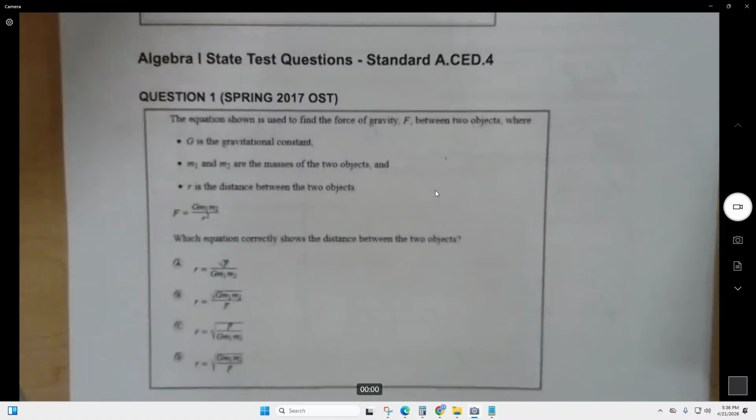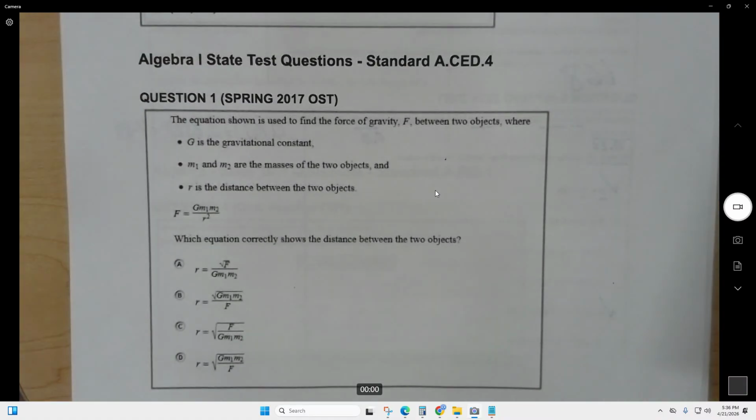for our Algebra 1 state test prep. Today we're talking about standard A.CED.4. This has a lot to do with rearranging formulas and all that. So, here we go. Question 1 from the spring 2017 OST.